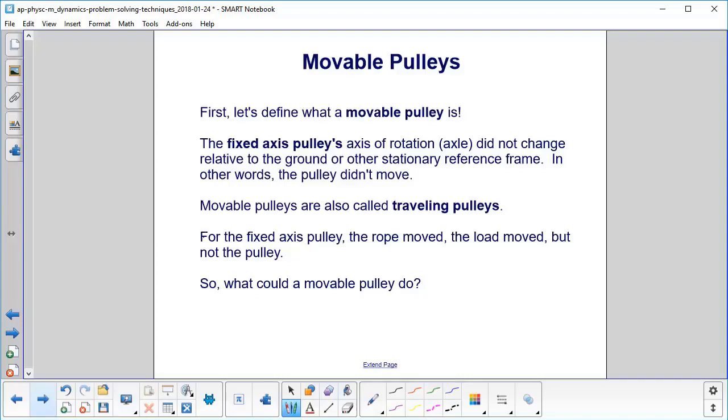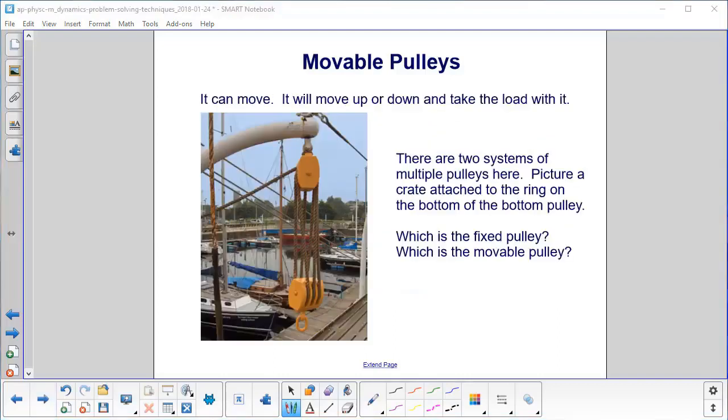So what could a movable pulley do? That's kind of a simple question. It can move. It can move up or down, and it will take the load with it. So let's look at this picture here. There are two systems of multiple pulleys.